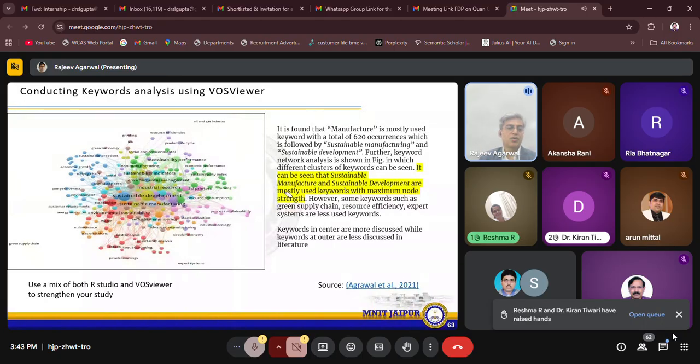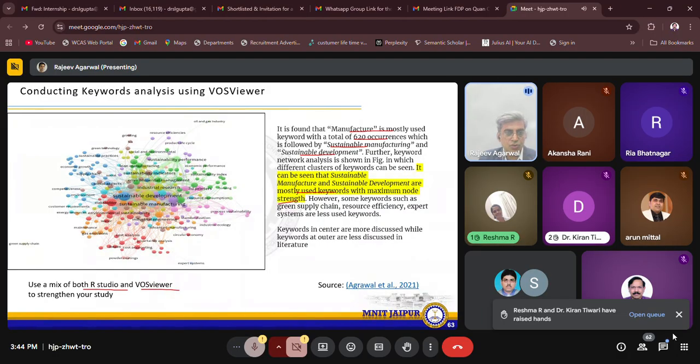So this is a mix of R Studio and VOSviewer. Very, very interesting diagram. So here, manufacturing is the most used keyword. Sustainable manufacturing, you can see. So total 622 occurrences, followed by sustainable manufacturing and sustainable development. Sustainable manufacturing and sustainable development are the most used keywords with maximum node strength.